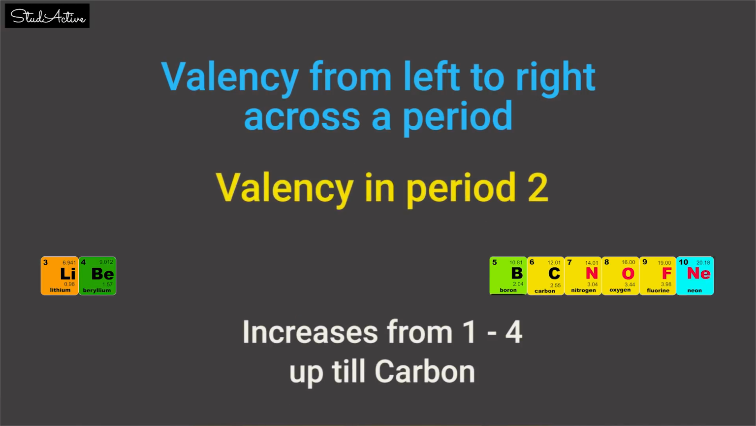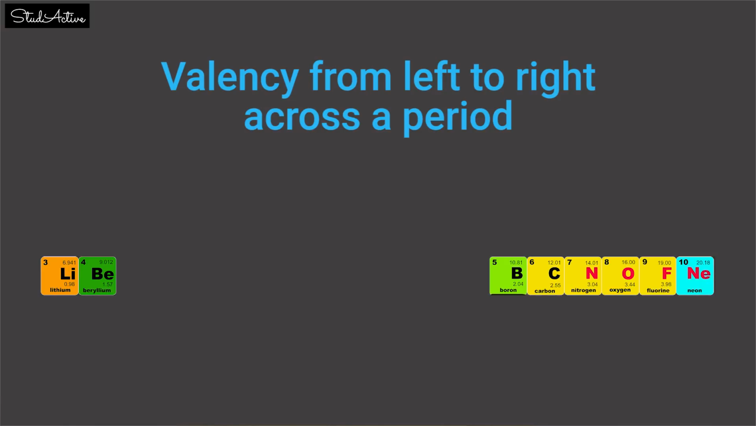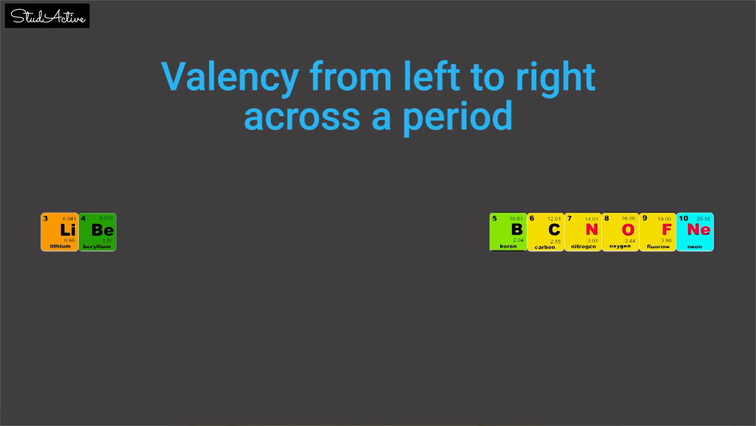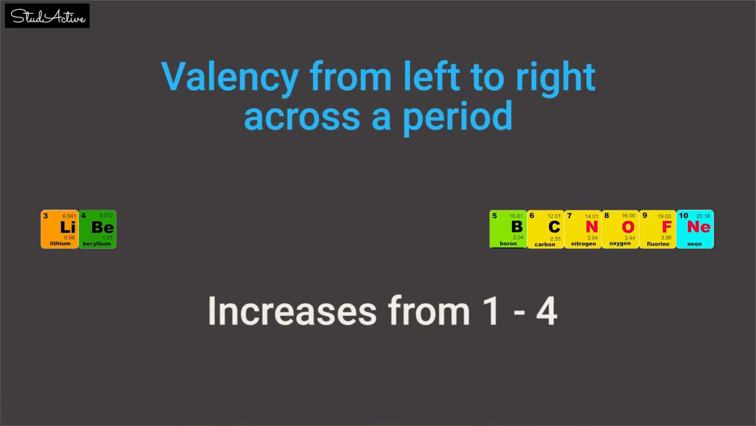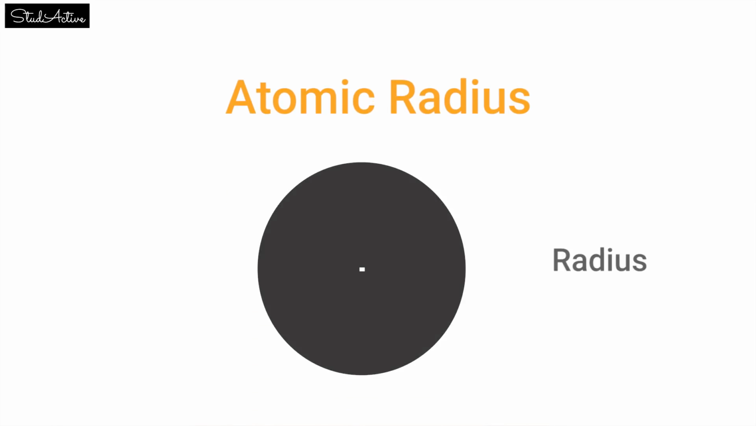So we see that the valency in period 2 increases from 1 to 4 up till carbon and then decreases from 4 to 1 up till fluorine. So the valency across a period when we go from left to right increases from 1 to 4 and decreases from 4 to 0. Let us see the next property, atomic size. Now, before learning atomic size, let us see what is atomic radius. We all know in a circle that the radius is the distance from its center to any point on the circle.